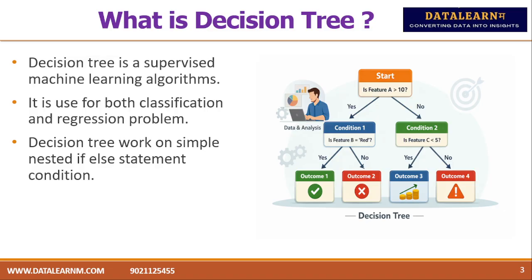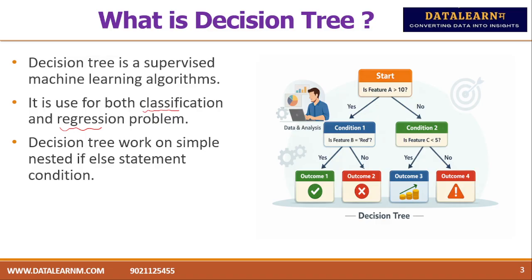Now we'll understand what this decision tree is. It's a supervised machine learning algorithm used for both classification as well as regression. For example, you may be predicting whether a person is diabetic or not, the type of iris flower, setosa, versicolor, or virginica, or whether a loan will be approved or not.